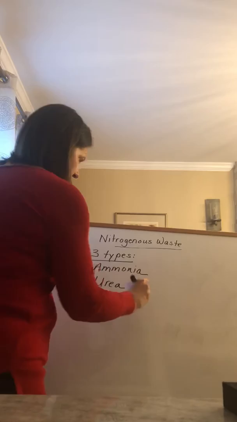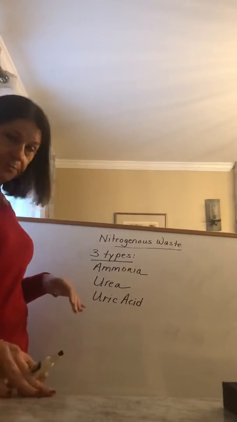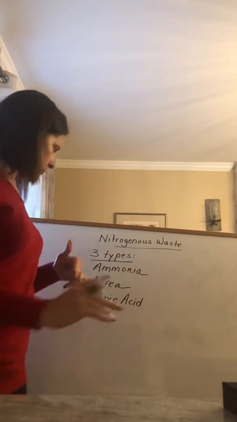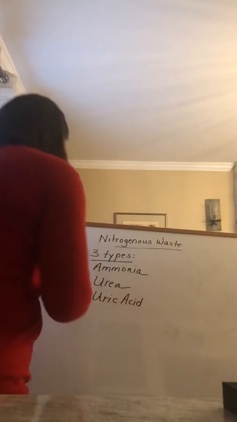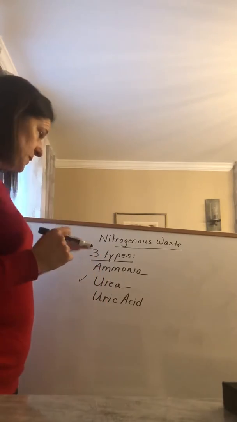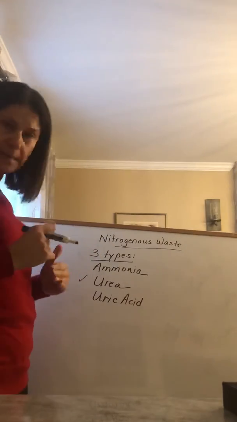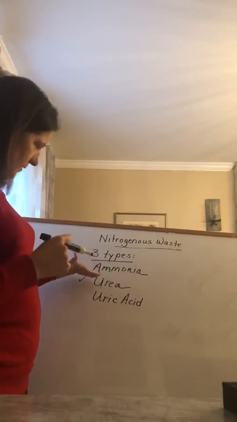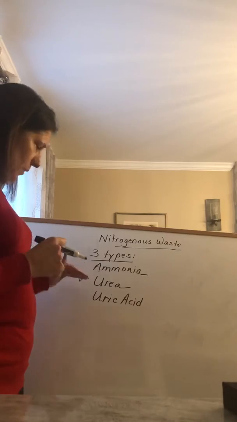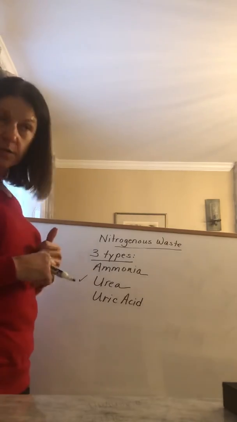In humans, we make the most of urea. However, we can produce some ammonia, and we absolutely produce uric acid. So your liver makes all three types, but it's not a third of this, a third of this, and a third of that. Most of our nitrogenous waste is urea.